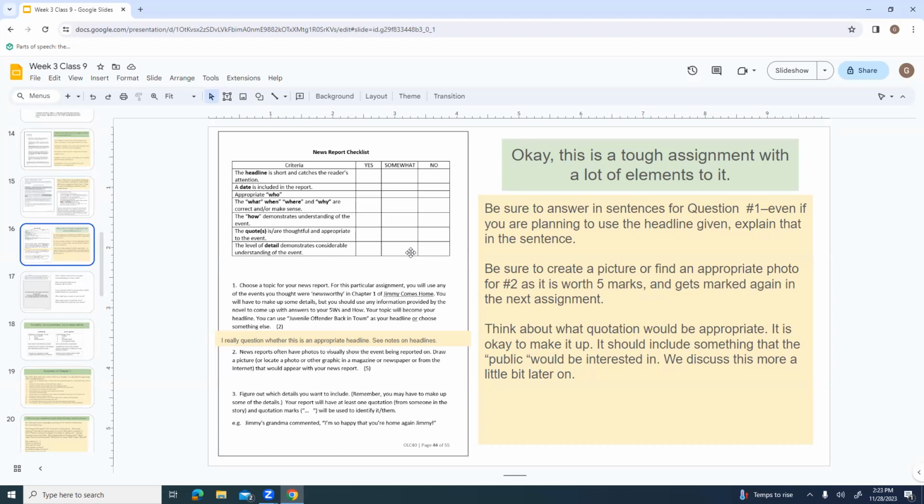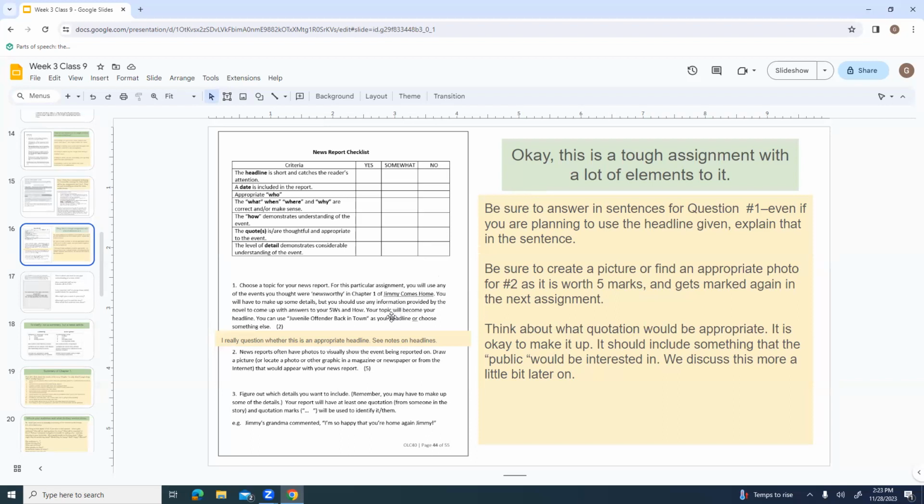Number 3, figure out which details you want to include. Remember, you're going to have to make up some details, and your report should include at least 1 quotation from someone in the story, in quotation marks to show that they're giving their exact speech. For example, Jimmy's grandma commented, "I'm so happy that you're home again." You do not have to use that quote. Some people felt like that meant they had to use that quote. No, you can use your own quote. You can make something up. Don't worry about it.